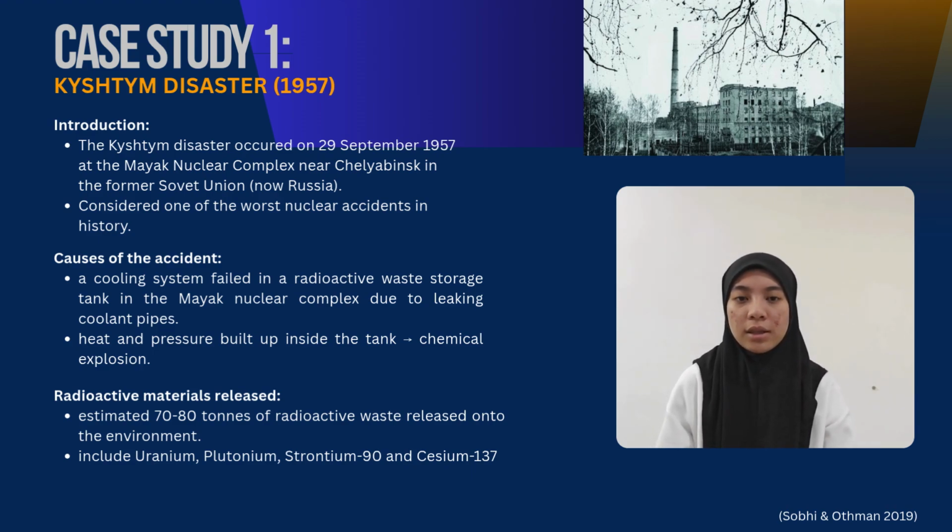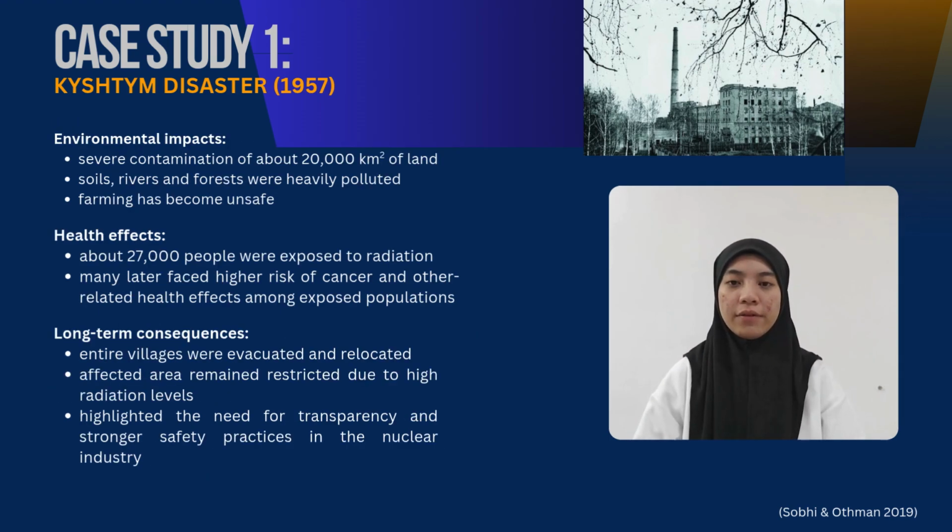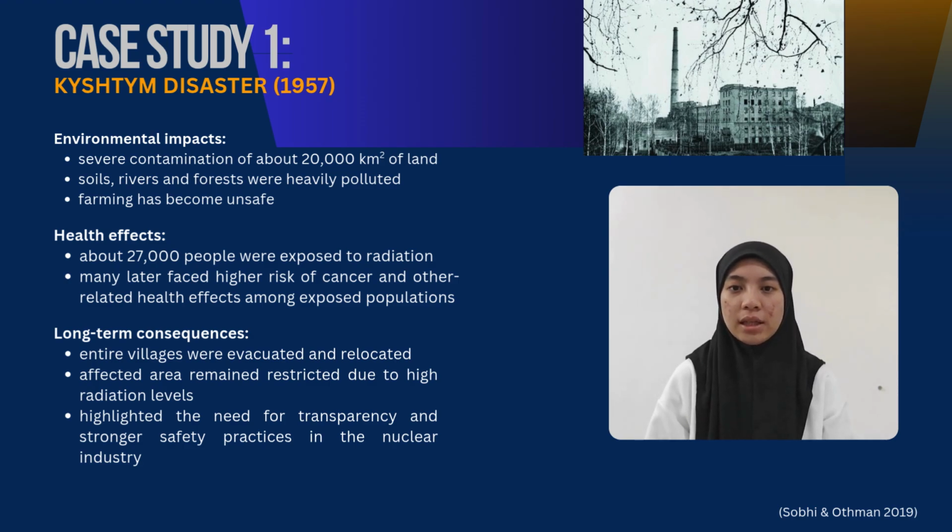According to a study conducted by Soviet and Ottoman, the explosion released about 70 to 80 tons of radioactive waste into the environment. The waste contained dangerous materials such as uranium, plutonium, strontium-90, and cesium-137. The effects of this disaster were devastating. Around 20,000 square kilometers of land were contaminated, affecting rivers, forests, and farmland. Many farms became unsafe because the soil and water were polluted.